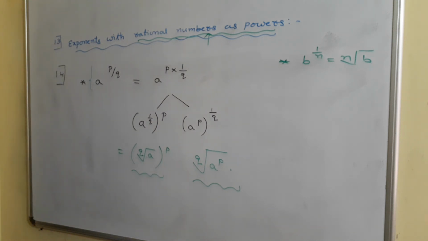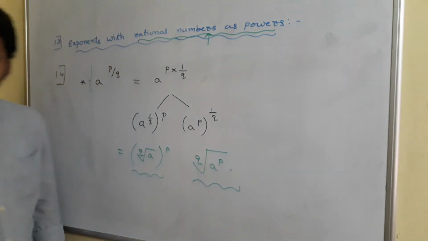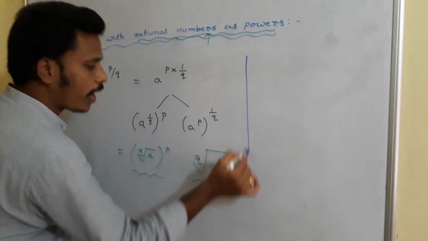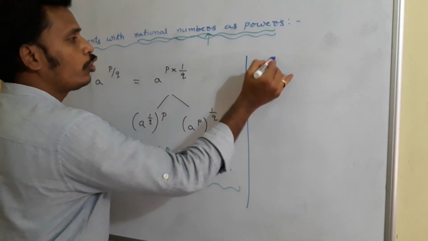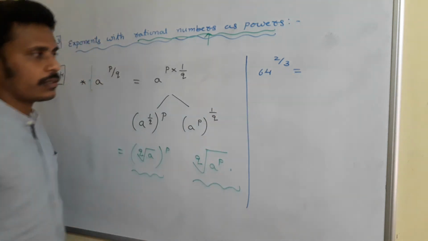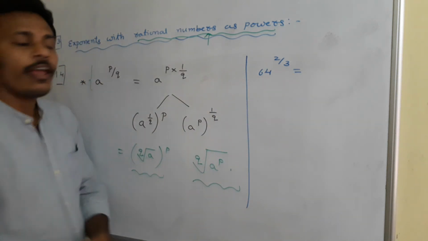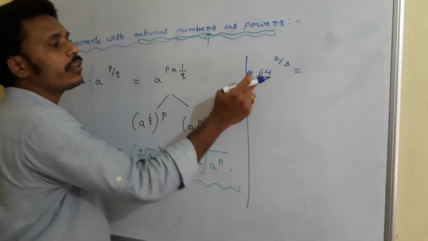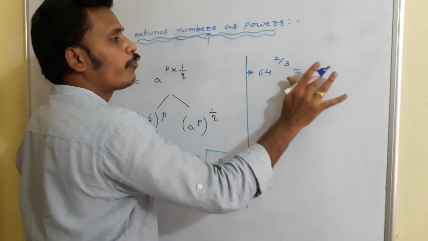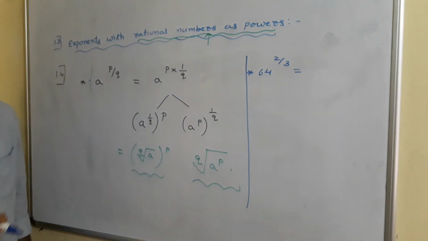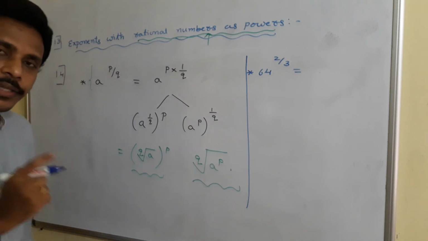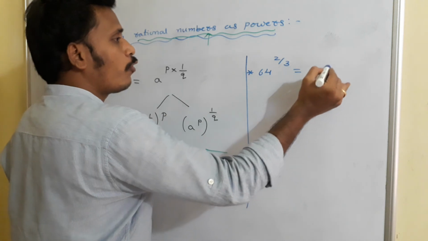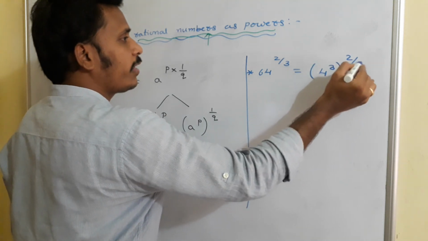And now I will give you some simple problems to answer. Just observe. First, suppose you have 64 to the power 2 by 3, what is this answer? We have different ways to answer this one. You just rewrite this 64 as 4 cube. We have two possibilities for this 64: 4 cube is 64, 8 square is 64. Here the denominator is 3, so I am thinking 64 as 4 cube. 4 cube to the power 2 by 3. Is there anything wrong?